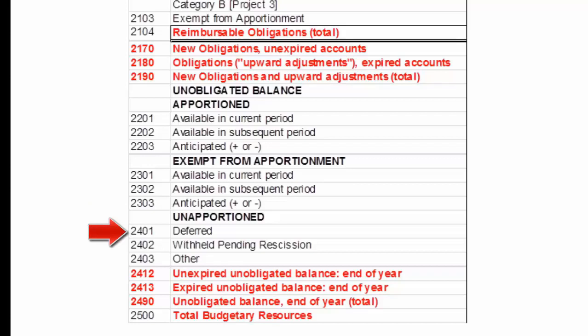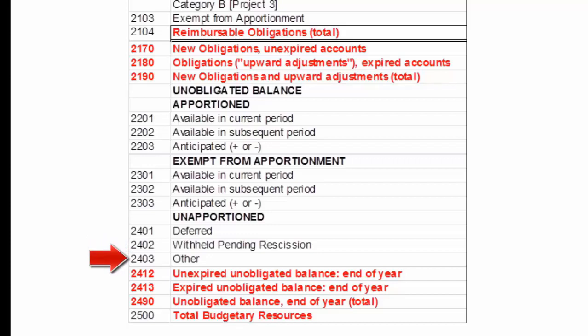Line 2401, deferred, and 2402, withheld pending rescission, are no longer used by OMB. These refer to the requirement in the Impoundment Control Act of 1974 to notify Congress concerning amounts withheld from obligation, either because there's a reason to delay or defer it, or the amount has been proposed for rescission and the 45 days required for Congress to act have not passed.